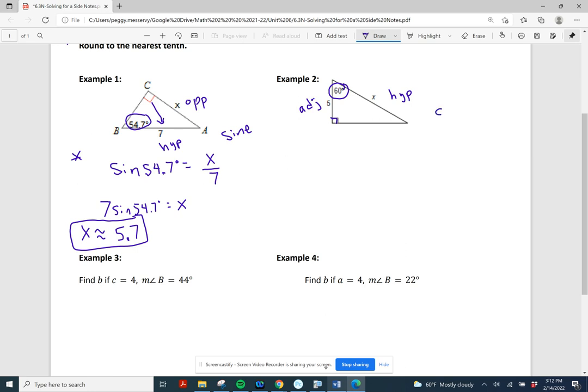Adjacent and hypotenuse, which one uses that? That would be cosine. Cosine is adjacent over hypotenuse. So we're going to use the cosine function. So let's write down our equation. Cosine of the angle, 60 degrees. Cosine of 60 degrees is adjacent, which is 5, divided by x, which is the hypotenuse, where cosine is adjacent over hypotenuse. That's where that's coming from.